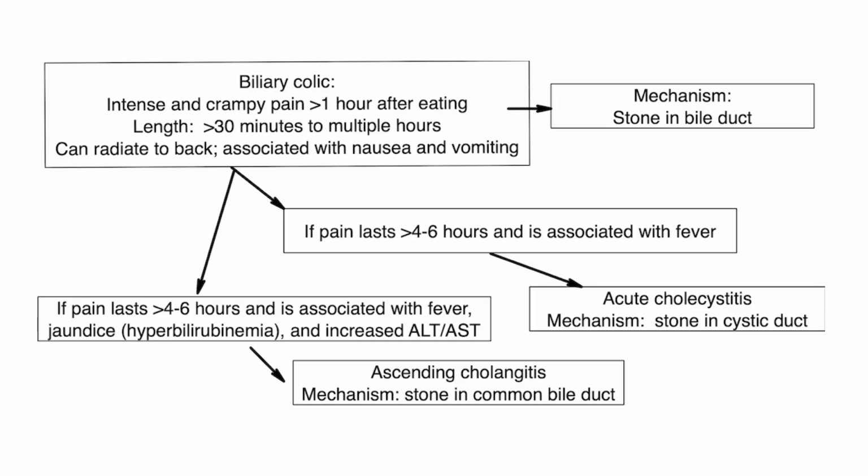Okay? But if it lasts greater than 4 to 6 hours and it's associated with fever and also liver function changes, so jaundice, elevated ALT and AST, then it's in the common bile duct. Because if it's just in the cystic duct, it's going to block flow of bile from the gallbladder, but the flow of bile from the liver can still get down through the common bile duct. Whereas if you go into the common bile duct, you block the whole thing. And then that's going to back up and affect the liver.